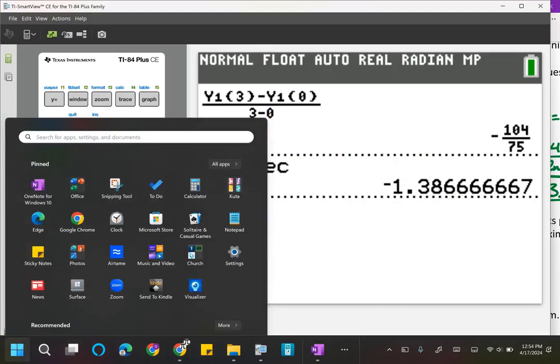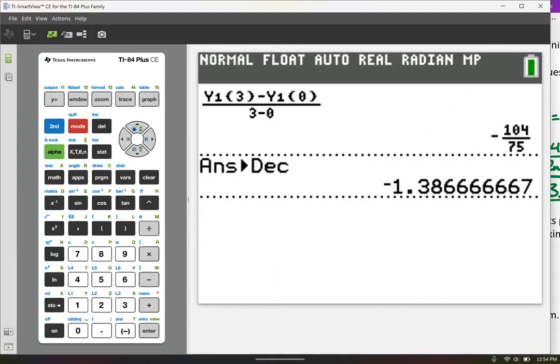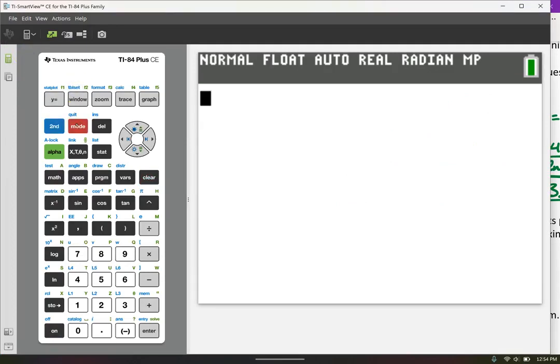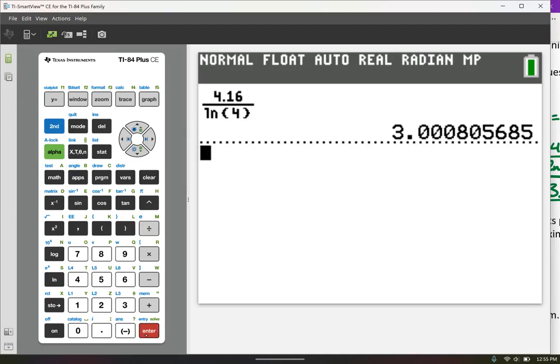So let's go to the calculator. Let's see, let's clear that out. I have it in there already, but I'm going to clear it out. Let's see. All right, so we did define our B value. We did 4.16 divided by the natural log of 4. That's what we had, right? We entered, we got that value.